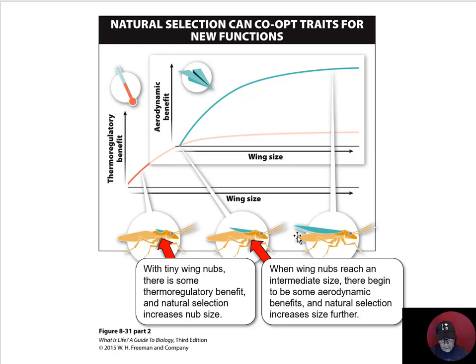But it turns out that the bigger the wing nubs get, suddenly they reach this intermediate size, and there begins to be some aerodynamic benefit. Like suddenly they're so big now, they can use them to fly, right? And so now natural selection begins to increase the size even further because they can now get away from their predators because they can fly. But that's not how the actual allele was originally selected for. It was selected because of its thermoregulatory benefit, but it ended up having this other new function that had an even further benefit. So that can happen as well.